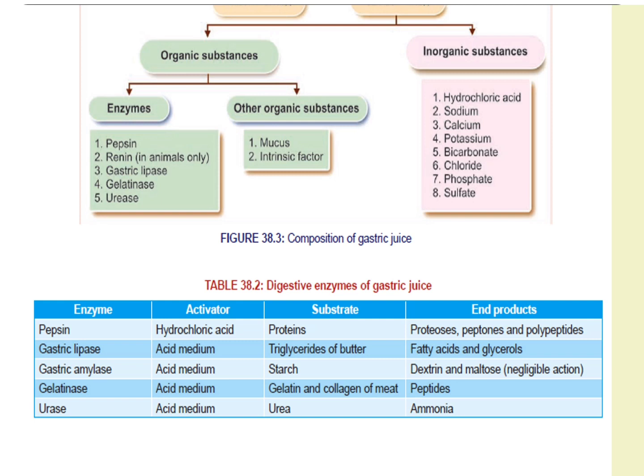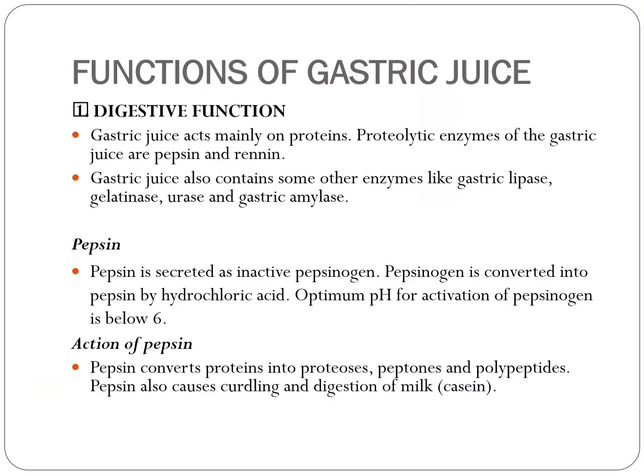So, actually gastric lipase is actively involved in the acidic condition. The functions of gastric lipase are: converts triglyceride to fatty acid and glycerol. The next, gastric amylase. This enzyme also acts in the acidic medium.